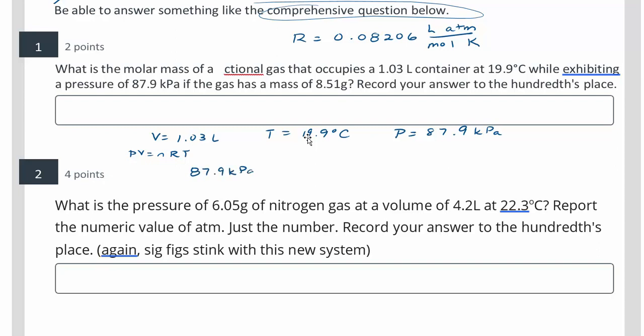87.9 kilopascals. We need to convert that into atmospheres. So 1 atmosphere is 101.325 kilopascals. So that'll be my pressure. The volume is probably the easiest thing we were given, 1.03 liters. And that's going to be equal to n, which is the moles, which is what we're looking for, times our R value.